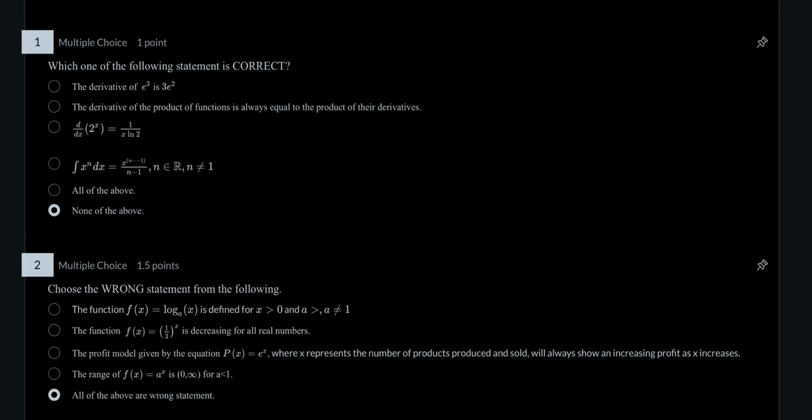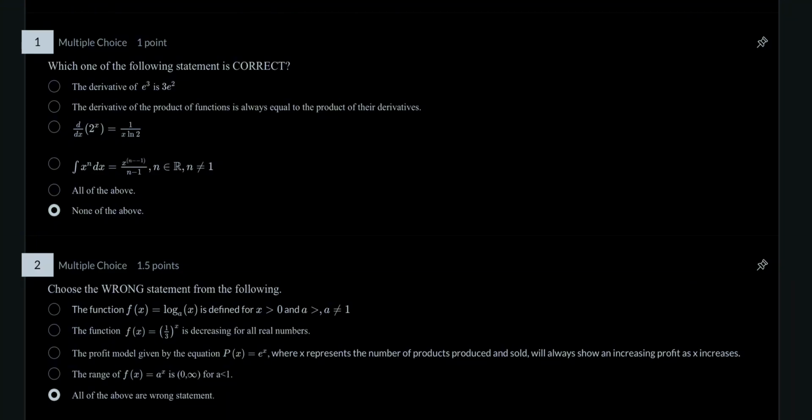Okay, for the first question, it asks which one of the following statements is incorrect. I choose none of the above because, from what I see, none of the answers is correct. For example, the first one, the derivative of 3^x is not equal to 3^x. The derivative of the fraction of functions is equal to the product of derivatives. That is just not correct. It's an incorrect statement.